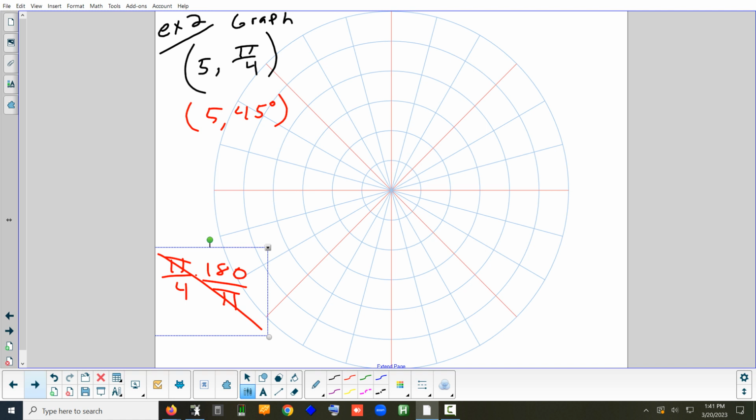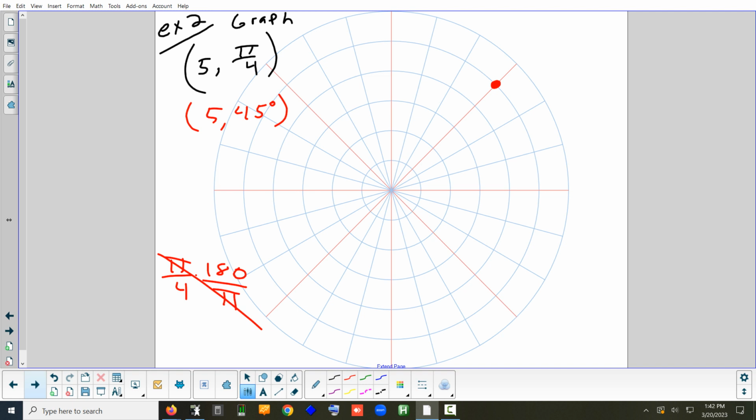Alex, what's my radius in this case? 5. And Tony, it says to move 5 units. Which way? To the left or to the right? To the right. So we're going to go. Okay, that's not the answer. That's just where I'm going to start from. From that point, Cameron, how many degrees am I going to rotate? 45 degrees. And Fiorella, which way am I going to rotate? Clockwise or counterclockwise? Counterclockwise. 45 brings me up 15, 30, puts me right there. So that's the point 5, 45 degrees.